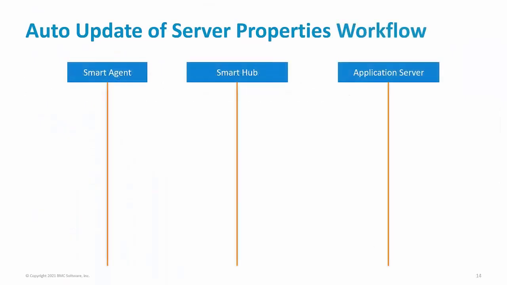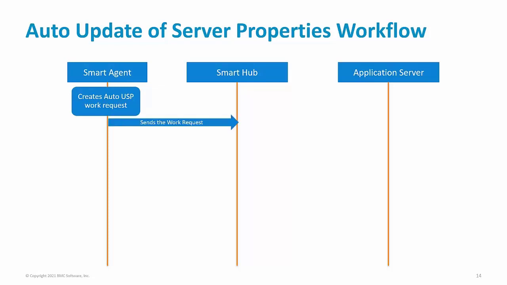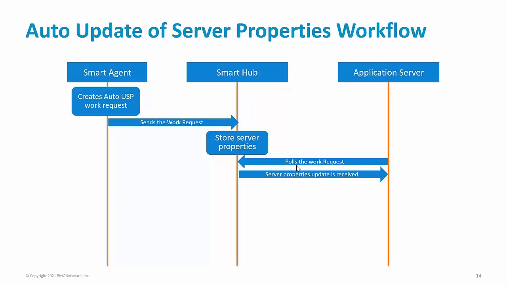Now let's see the Auto USB workflow. Smart Agent detects the server property values of the target server and creates an Auto USB work request. As per the interval set, Smart Agent then sends this work request to the Smart Hub. Smart Hub processes the details and stores the updated server properties. The application server will pull these work requests from the Smart Hub and get its response.